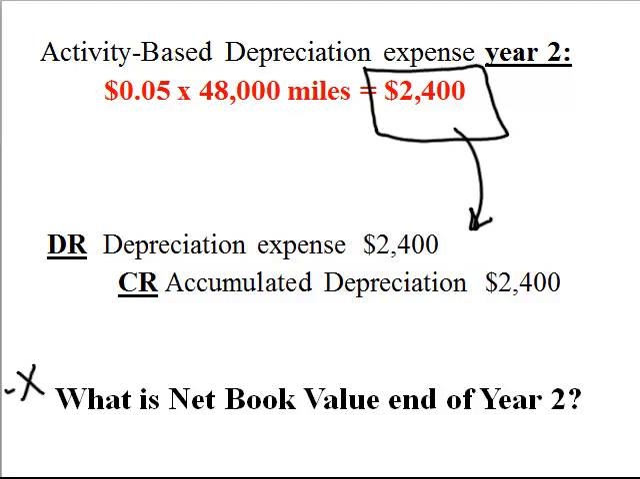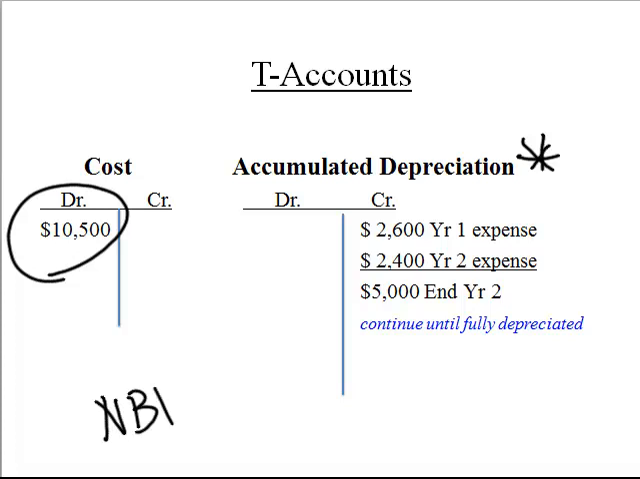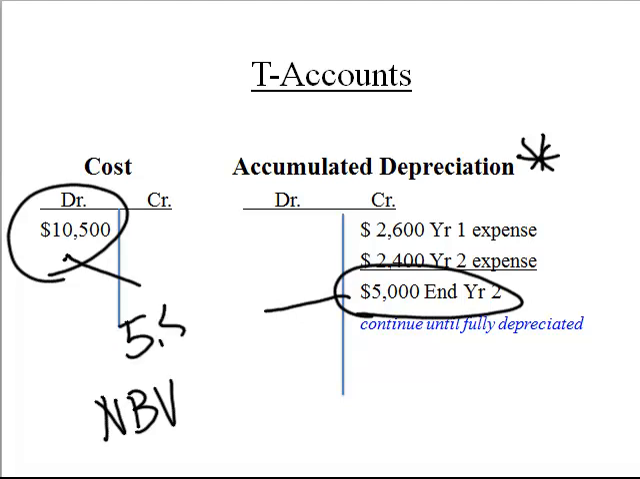This leads to the question, what is net book value? At the end of year 2, our net book value will be the original cost less total depreciation to date, summarized in the accumulated depreciation account. Our net book value: $10,500 less the $5,000 of accumulated depreciation, leaves $5,500 of net book value on the balance sheet.